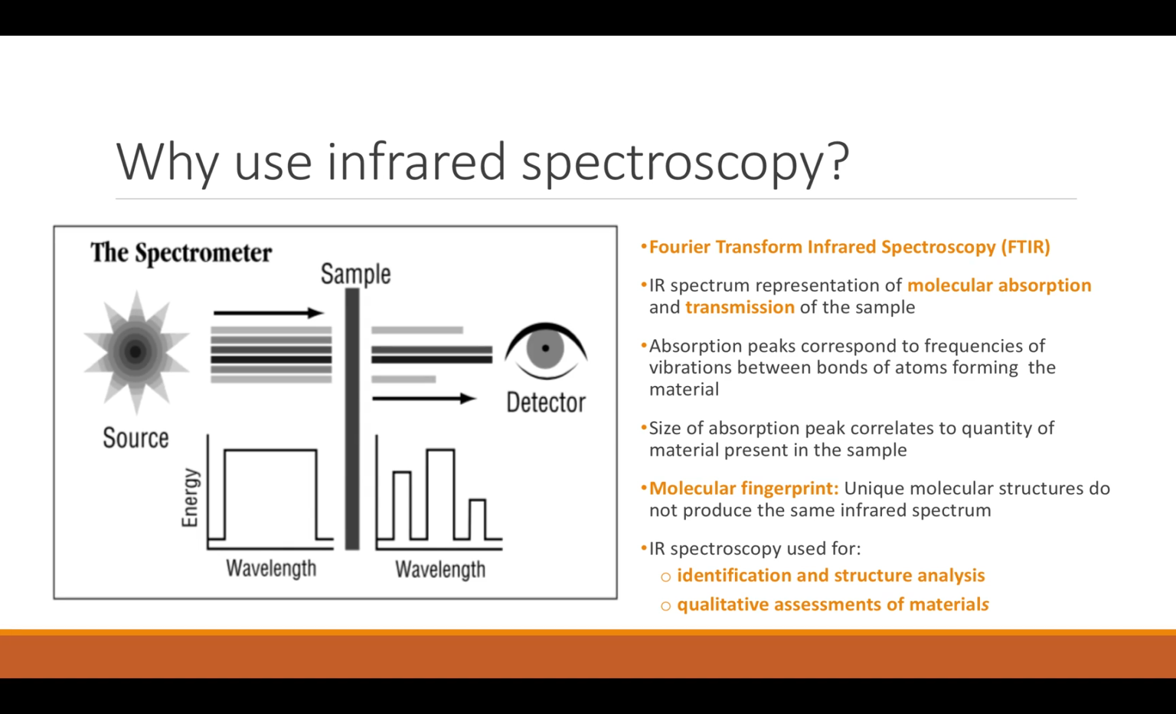Furthermore, the size of the absorption peaks correlates to the quantity of material present in the sample under analysis. As every material or sample is made up of a unique combination of atoms, unique molecular structures do not produce the same infrared spectrum. Therefore, IR spectroscopy can be utilized for the purposes of identification and structure analysis as well as qualitative assessment of materials.